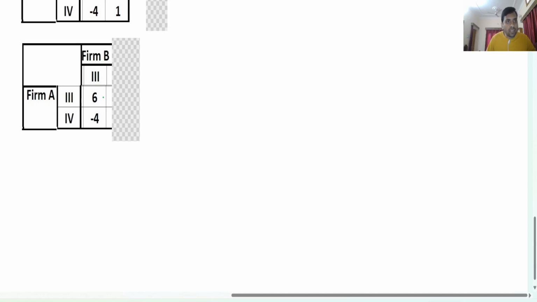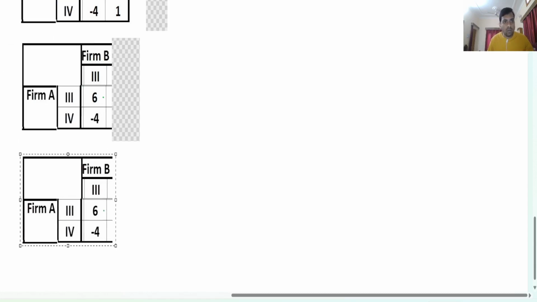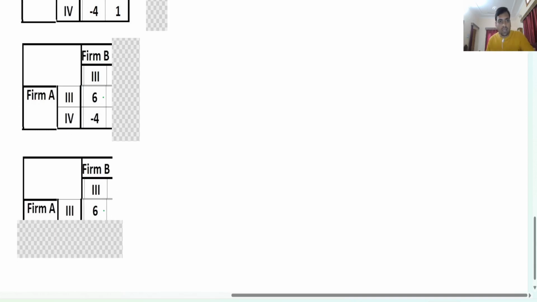So on doing this task, you will see there is only one element, this is 6. So now you have only one element, 6. So as only one element is left, this 6 is considered the saddle point. If only one element is left, then this is considered the saddle point, or we can say this is the value of the game.